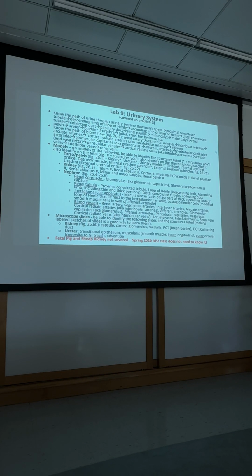Now, the stuff that has a hashtag on it was supposed to be on the sheep kidney. Unfortunately, there were no sheep kidneys that I could find, so you don't have to find that stuff on the sheep kidney. You still need to be able to find all of this on plastic models or diagrams, but you don't need to find it on the sheep kidney per se. I'll go through that. Microscope slides, there aren't that many. It's just the kidney and the ureters. I'll go through that as well. Just to be clear, you are responsible for the fetal pig stuff, but you don't need to know the sheep kidney stuff.